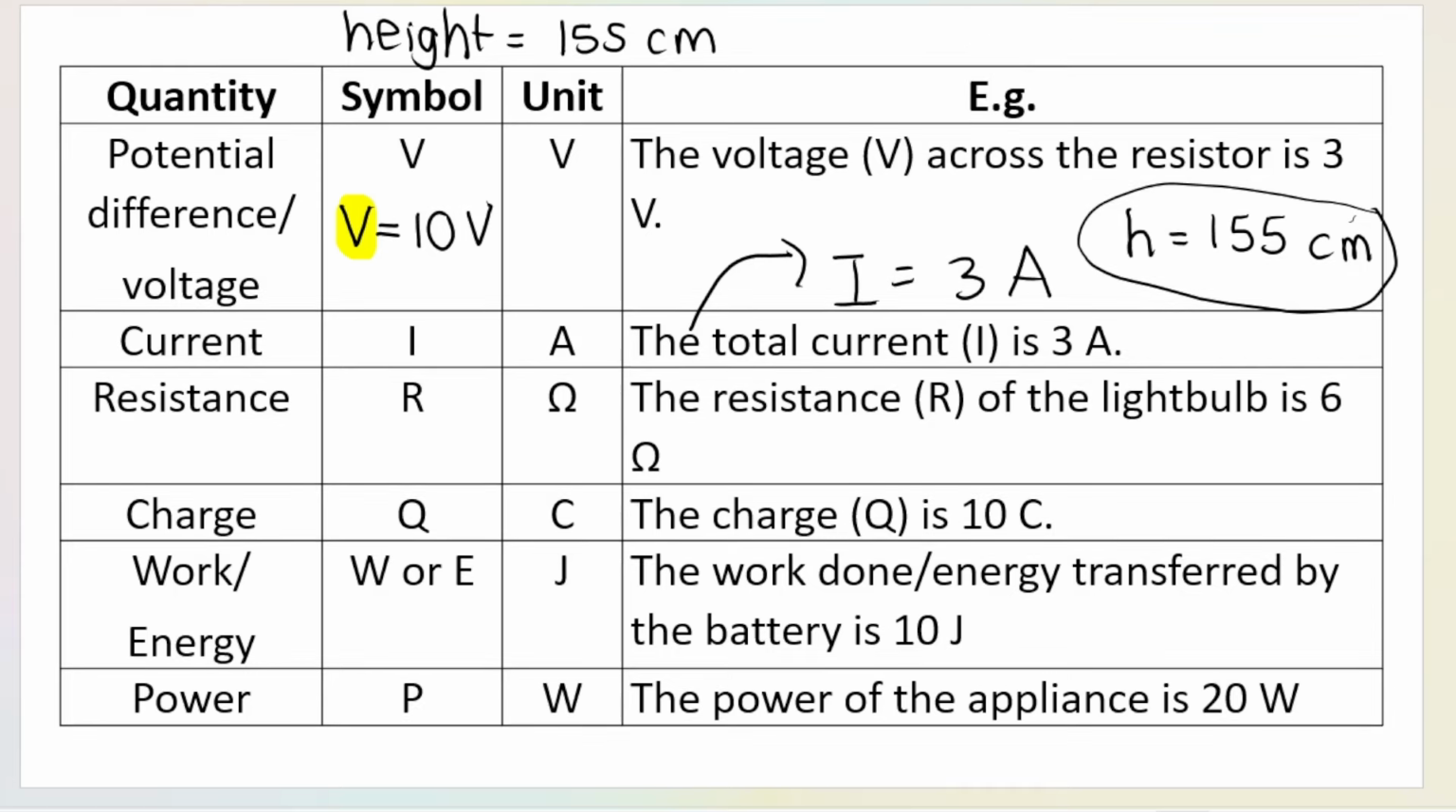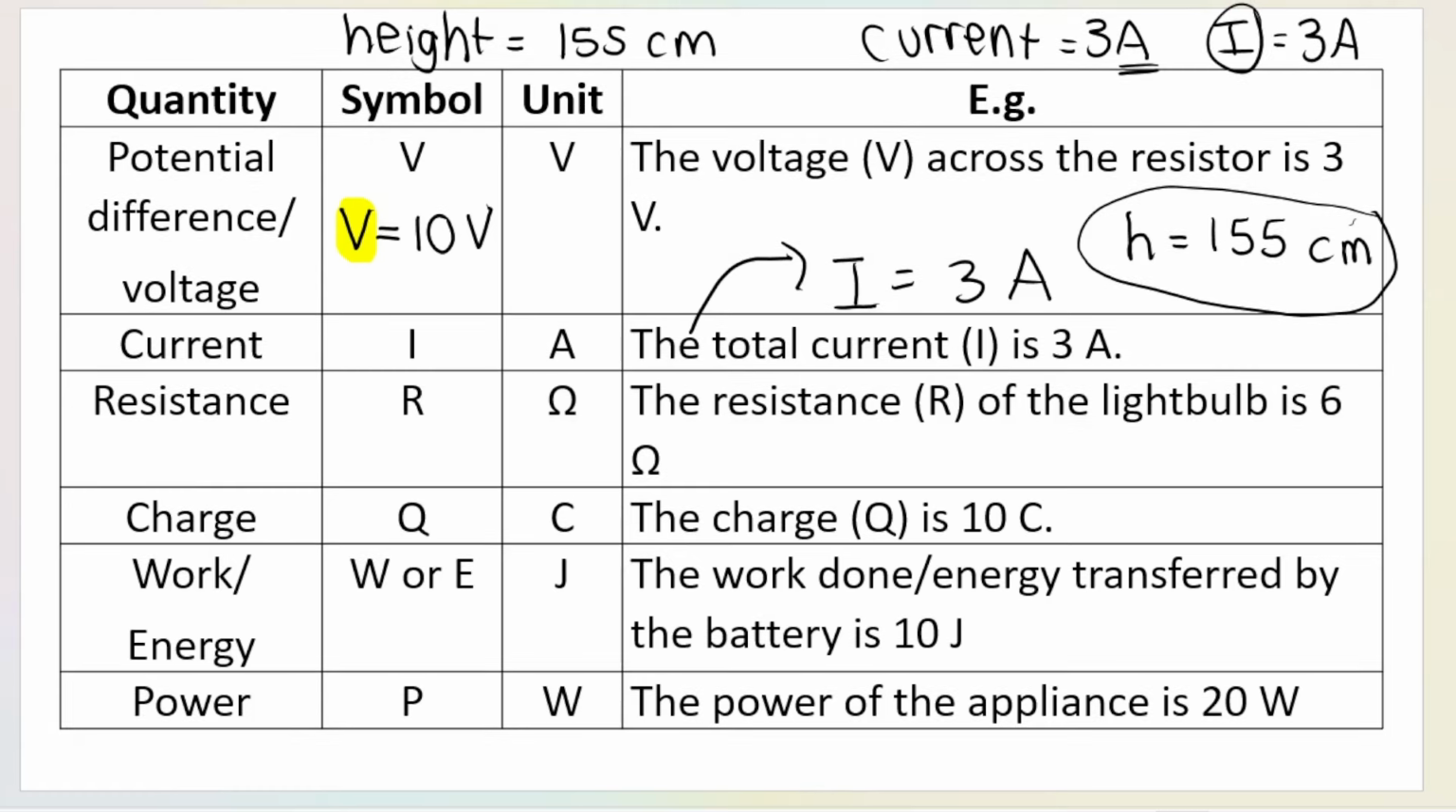And learners often get this confused in the context of current. So if I want to say the total current in the circuit is 3 amperes, instead of writing current is equal to 3 amperes, where amperes is the unit, I can write I is equal to 3 amperes. I is a symbol for current.